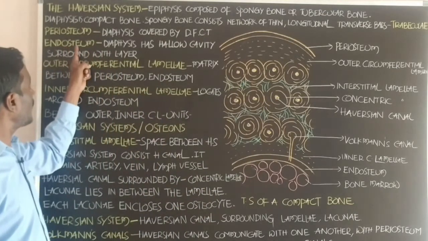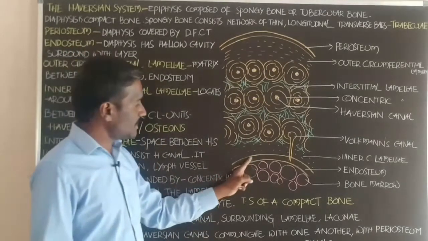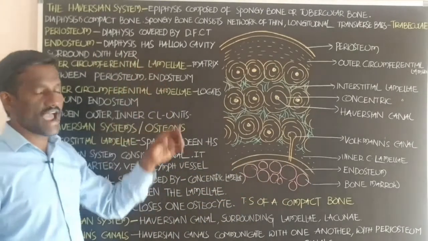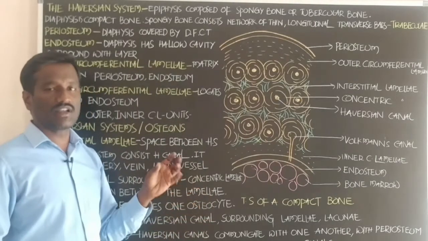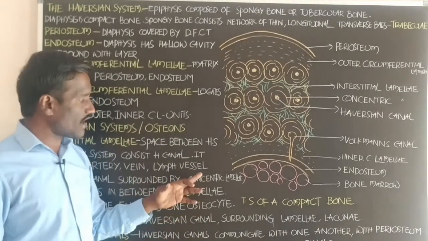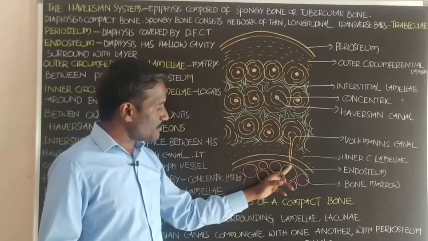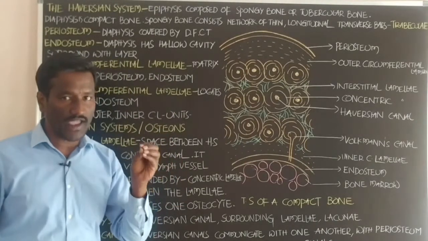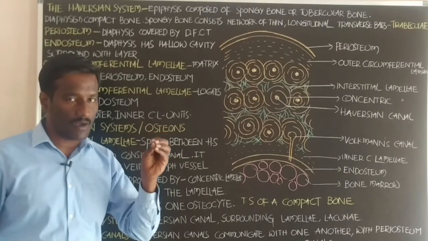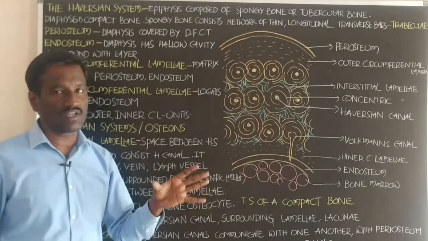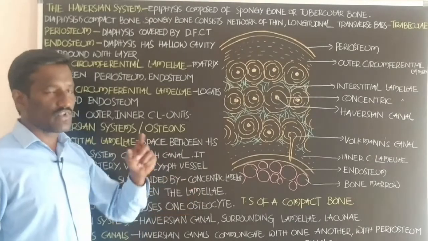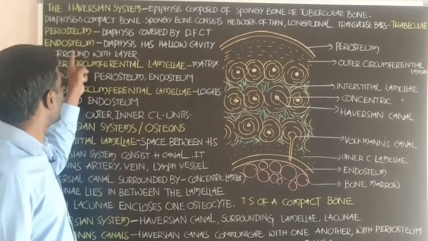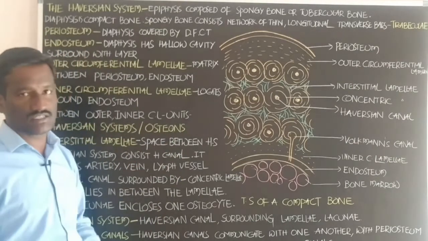Next, the endosteum. What is the meaning of endosteum? The diaphysis of the compact bone has a hollow cavity, which is called the marrow cavity, containing the bone marrow. The marrow cavity is entirely surrounded by a layer called the endosteum.